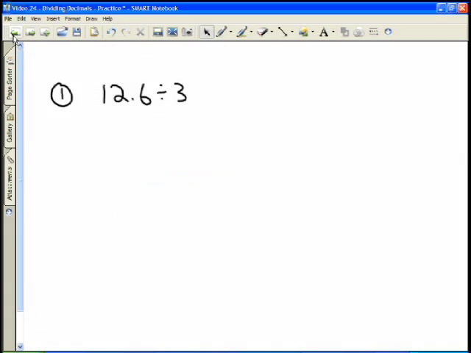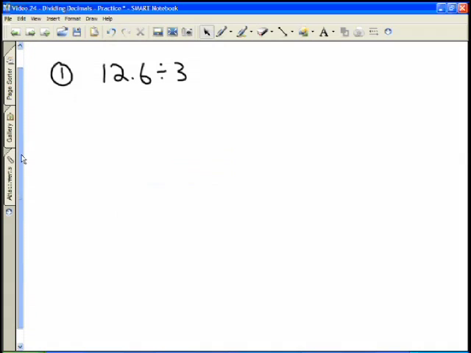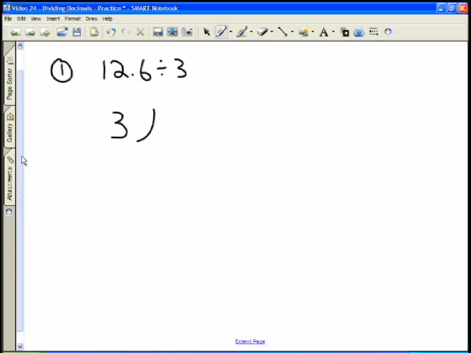So in the first problem here, we have 12.6 divided by 3. So I have 3 divided into my long division symbol, 12.6, and I can add some zeros just in case I might need them. And don't forget to put your decimal directly above where it is in the question. Now we say, how many times does 3 go into 12 evenly? What's the nearest whole number? And we can see that that is 4.